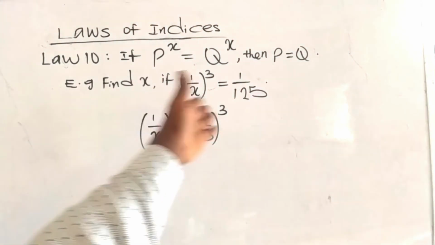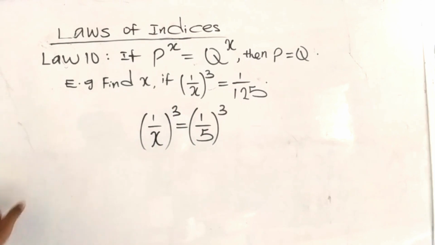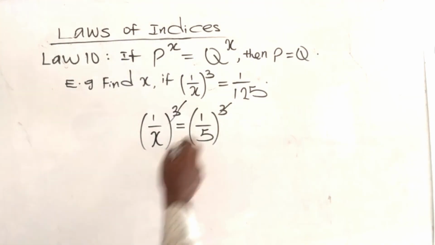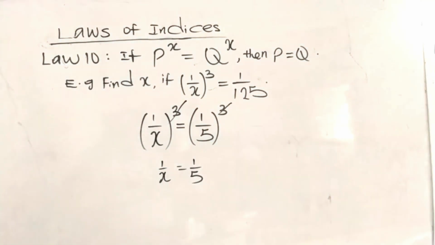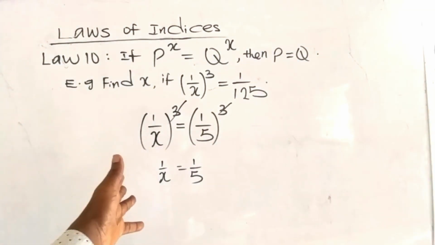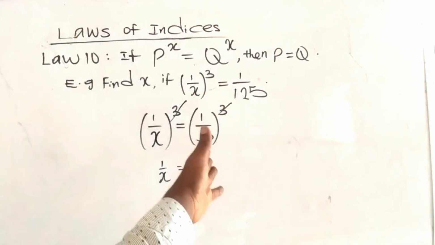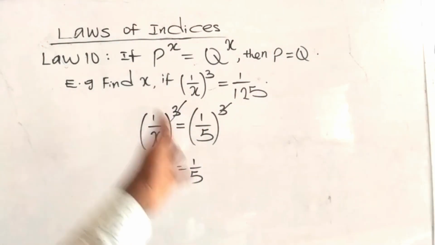So we can simply ignore the powers according to the law and then equate the base. 3 cuts 3. One over x equals 1 over 5. The next thing is to roll each fraction on each side of the equation. Roll 1 over x, that changes to x. Roll 1 over 5, that changes to 5. That means x equals 5 gives the solution to the equation.